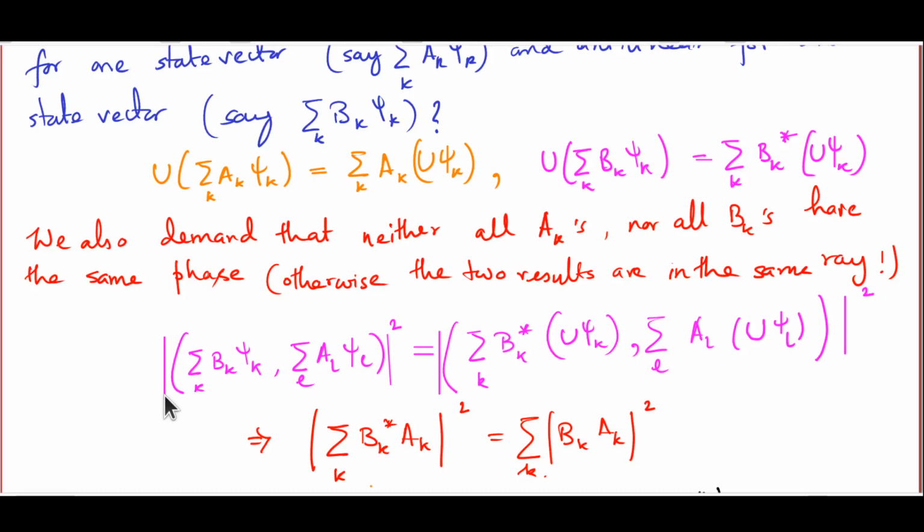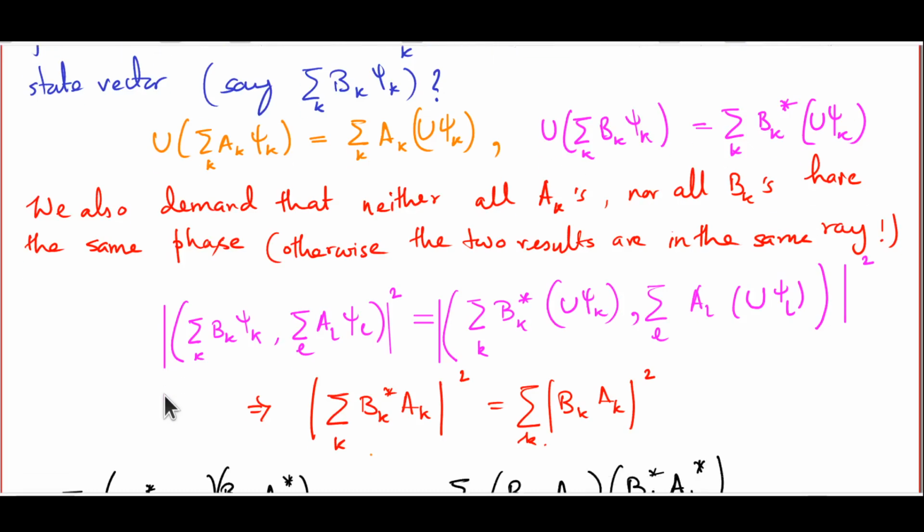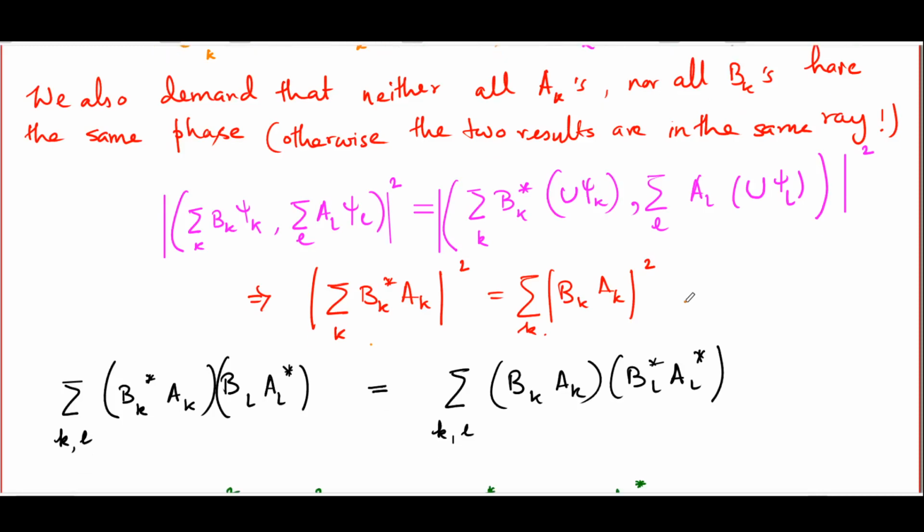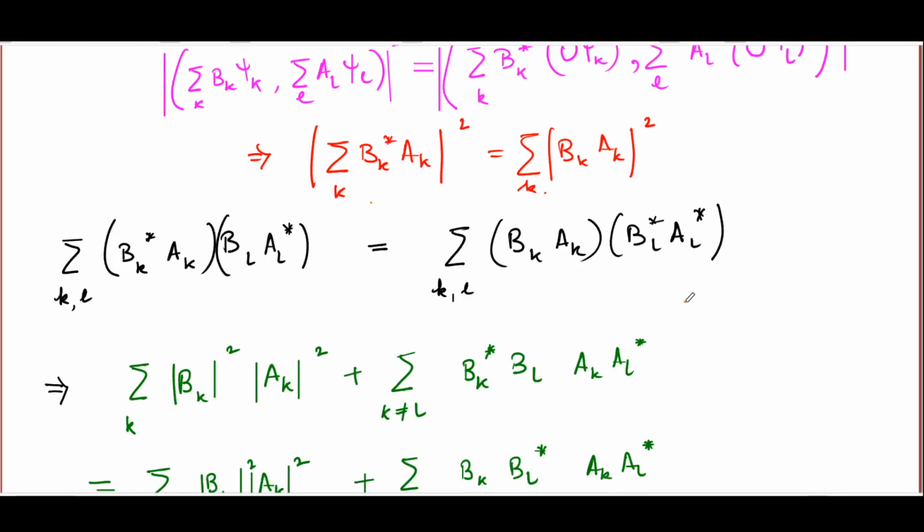To see exactly what this condition implies, let me just break up this term a bit. Of course, the modulus squared of a number is equal to its conjugate times itself, and just by changing dummy index k to l, we can write that as a sum over both k and l of bk star ak times bl al star on the left, and sum over k and l of bk ak times bl star al star on the right.